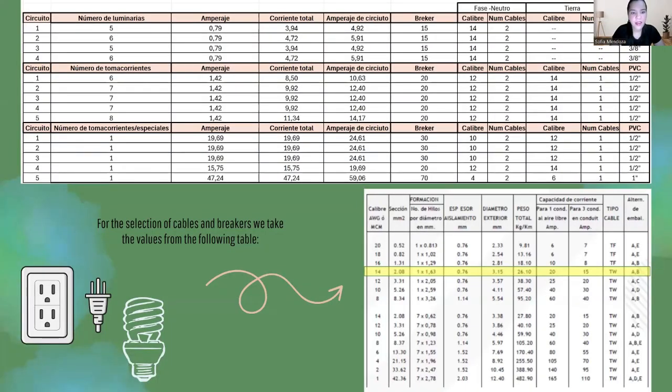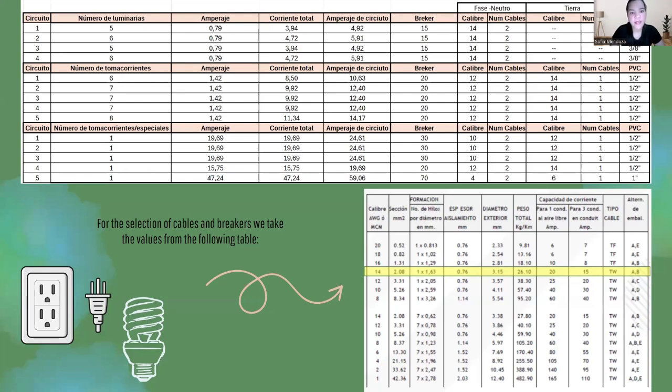Okay, in the lighting section, we have 4 circuits giving an average amperage of 5 to 6 amps. We take a 15 amp breaker for each circuit. The cables for this circuit are 2 of 14 gauge cables for the phase and neutral, and the pipe through which the cables pass is 3/8-inch.